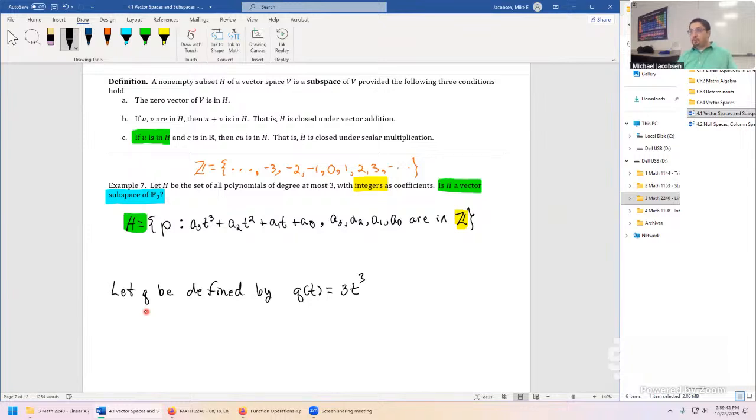Or, 3t squared would have worked. 3t would have worked. 3 would have worked. Those are all polynomials. I just went with 3t cubed for no apparent reason. What we're going for is a counterexample to part C of the subspace properties.